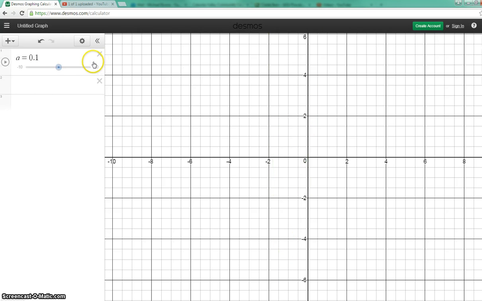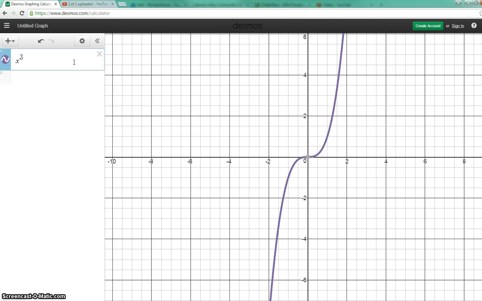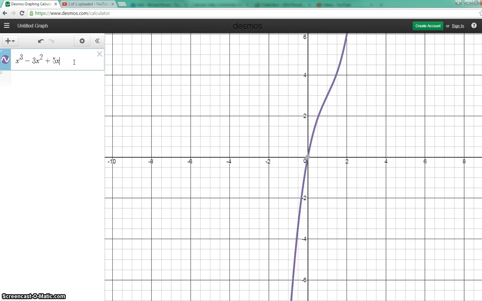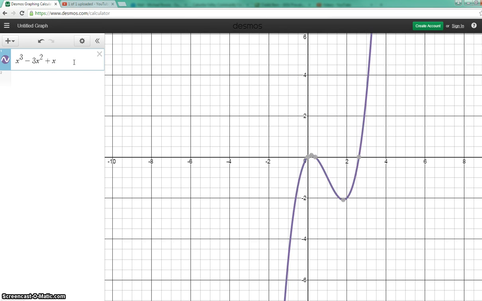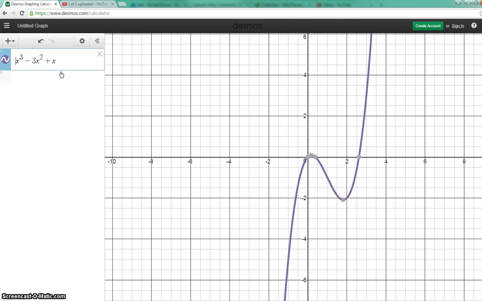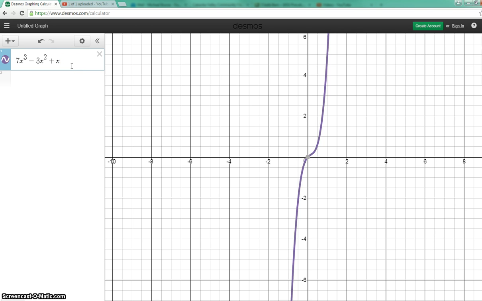So we need to be comfortable with how these look. x cubed minus 3x squared plus 5x. That thinned it out a little bit. Let's just do plus x. Still gives us some motion there. If I multiply it by a large number out front, it's a vertical stretch. It's pulling it up. You could think of it as a horizontal shrink or a vertical stretch. So if I multiply it by 7, it gets thinner.